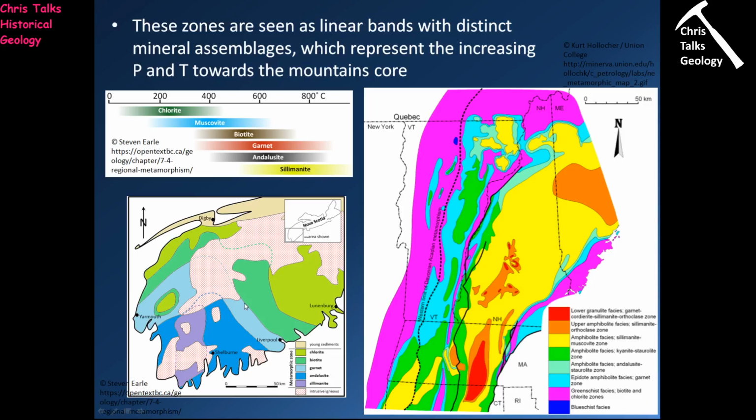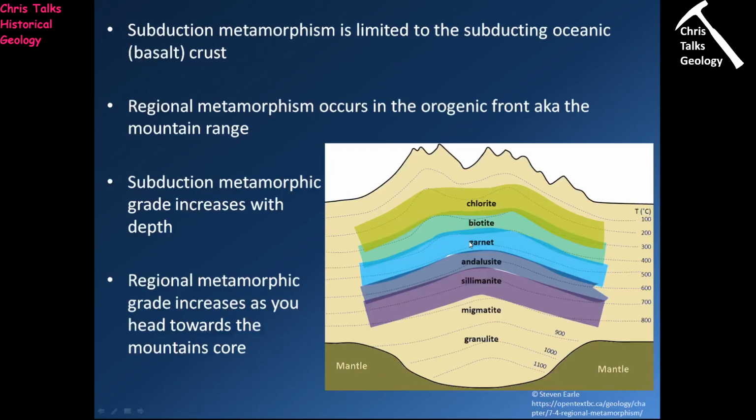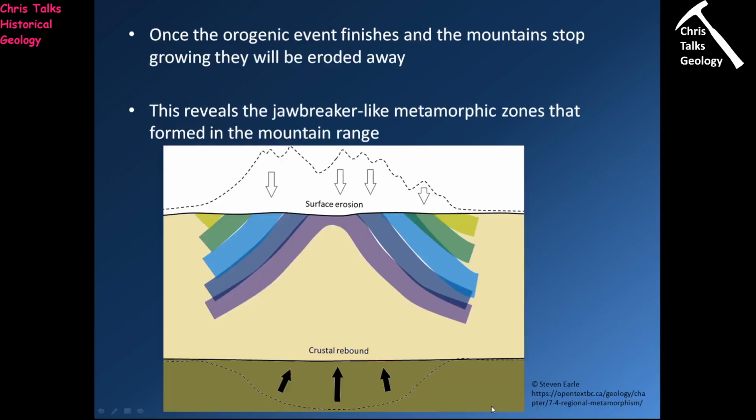And so what can we see? Well, in green here we have chlorites. In green we have biotites. In light blue we have garnet bearing rocks. In dark blue we have andalusite bearing rocks. And in purple we have sillimanite bearing rocks. Chlorite, biotite, garnet, andalusite, sillimanite.